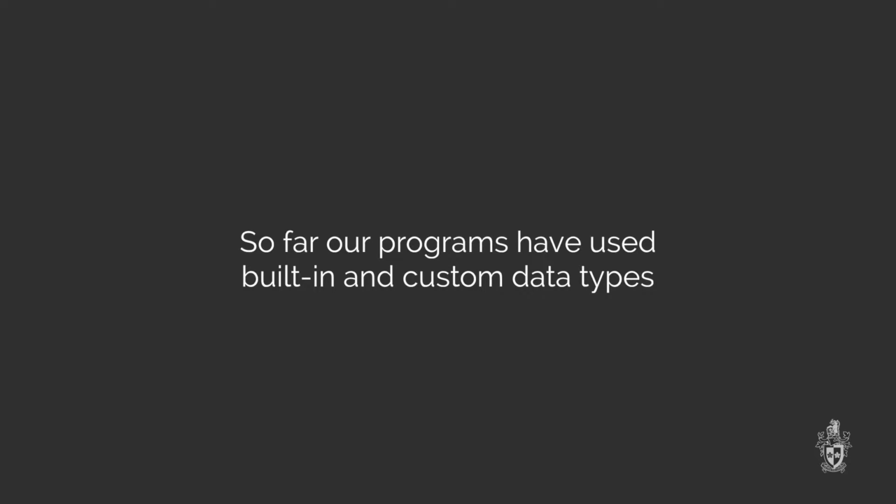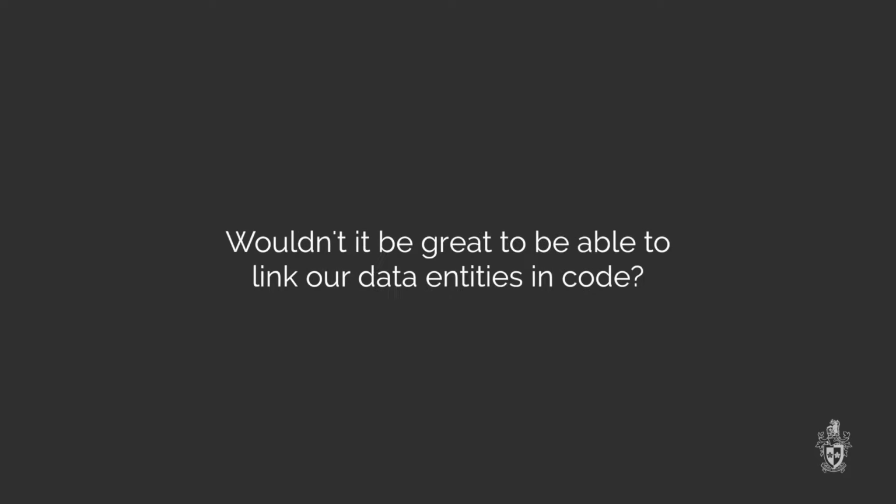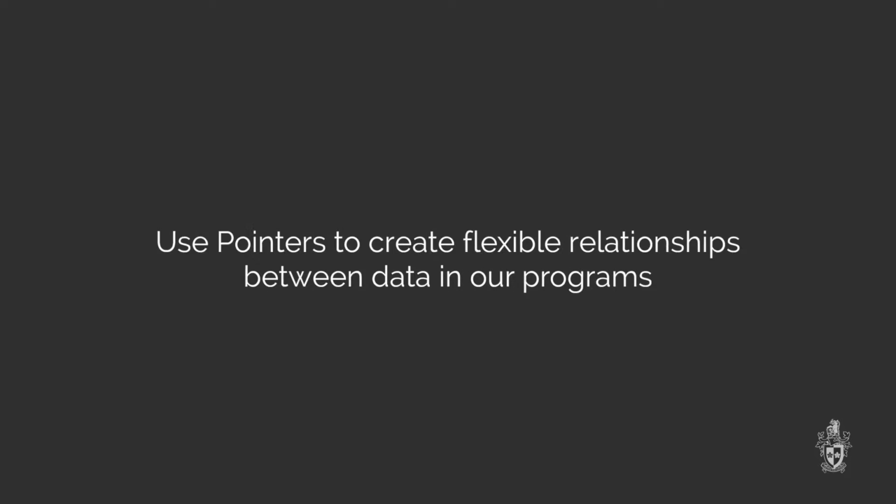So far, we've been using built-in data types, and we're starting to look at custom types in order to declare the kinds of data that we can store in the variables in our programs. Yeah, and that's been great because I've been using these custom data types in my programs to model different entities for different reasons, but is there a way that we can link those entities together? Okay, one thing that we could look at is the use of pointers. And pointers can help us create flexible relationships between the data that we have inside our programs.